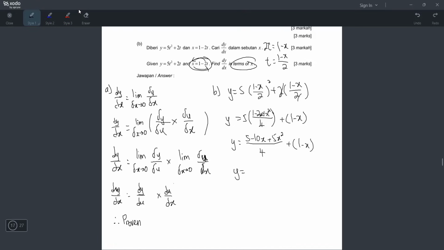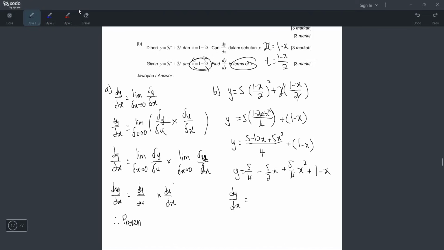Now it becomes y equals, this one you can separate into different terms, right? You become 5 over 4 minus 10x over 4, which is 5 over 2 x, and then plus 5 over 4 x squared, and then plus 1 minus x, right? And I'm sure now you can differentiate already. You can do dy dx. Okay, I know some students will say, hey sir, the 5 over 4 plus 1 can press calculator and get 9 over 4. Why not do that? Can also. You can simplify further, then differentiate, can also, right?